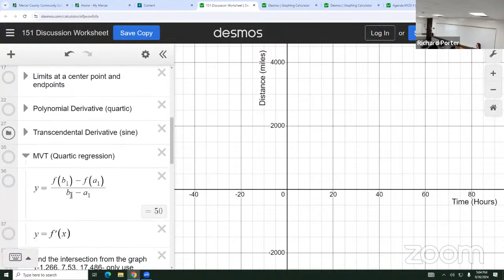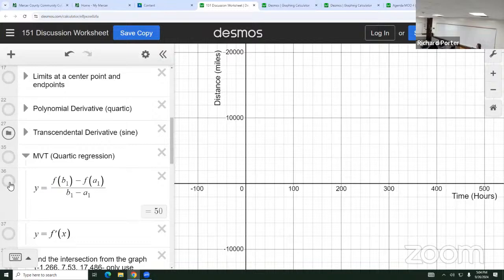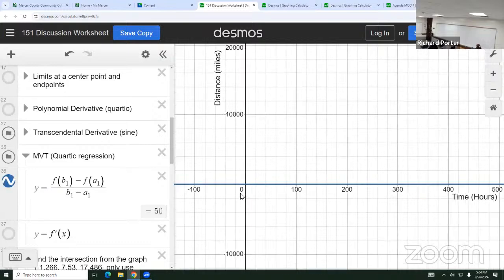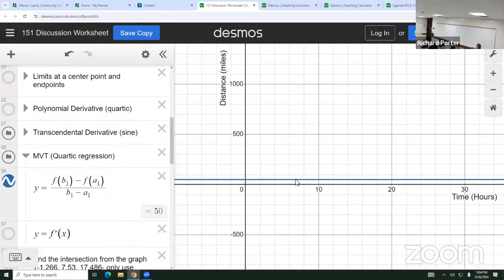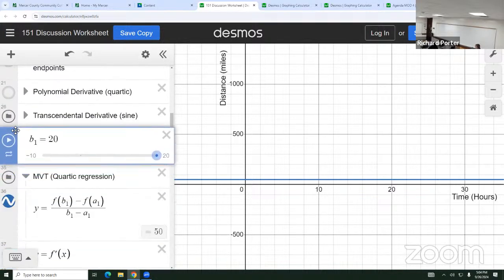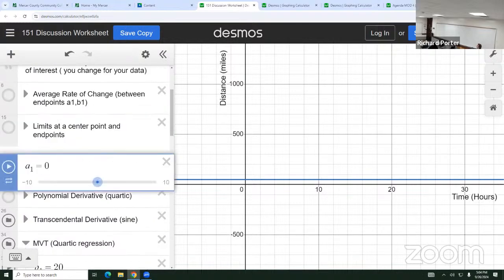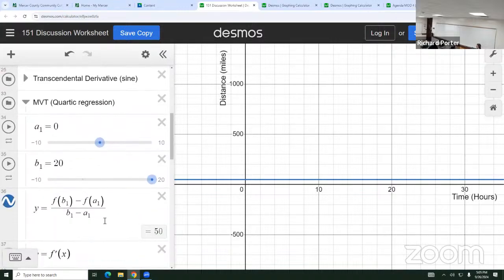So for the mean value theorem, all you have to do is turn on this line. That's the average rate of change. To see this, the average rate of change is 50. And you see, all you're going to get is a horizontal line. That's the average rate of change between the A and the B values, whatever they're set to be. So make sure you know what they are. You might want to bring A and B down here. So for the mean value theorem between 0 and 20, the average rate of change is 50. Does everyone understand that? We've already done average rate of change. We only did it that one time, but that's it. Average rate of change between 0 and 20 is 50 miles per hour.